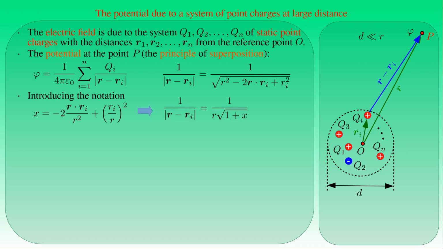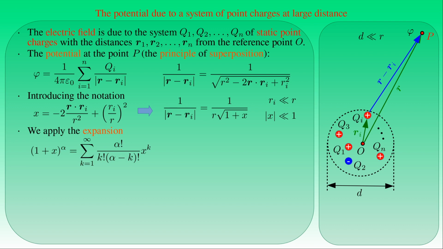1 plus x. Since the distance ri for each point charge qi is much smaller than the distance r, the magnitude of x is much smaller than 1. Then we can apply the generalized binomial expansion of the function 1 plus x to the power alpha, where alpha is an arbitrary number. The expansion of this function around 0 is given by the sum of the ratio of alpha factorial to the product of k factorial and alpha minus k factorial, times x to the k with the index k running from 0 to infinity. The infinite sum is equal to 1, plus alpha over 1 factorial times x, plus alpha times alpha minus 1 over 2 factorial times x squared and so on.